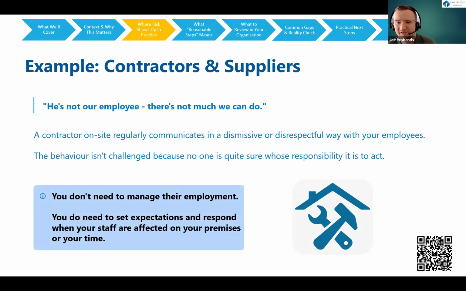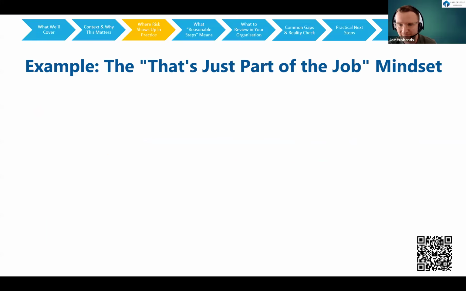Then the response internally is often, they're not our employee. There's not much we can do about that. But this is where expectations have shifted. You're not expected to manage that person's employment, but you are expected to take responsibility for the environment your staff are working in. So if your employee is being affected by someone's behavior, there's still an expectation that you set clear standards, which we'll talk about more shortly, and respond appropriately. And again, if that doesn't happen, the message to your employees is that this behavior is acceptable, even if that's not the intention. And this is where it often becomes embedded.